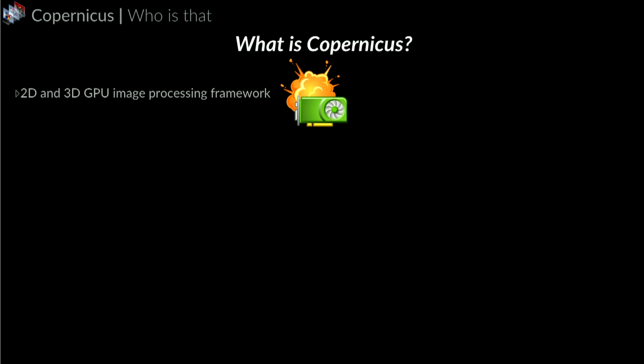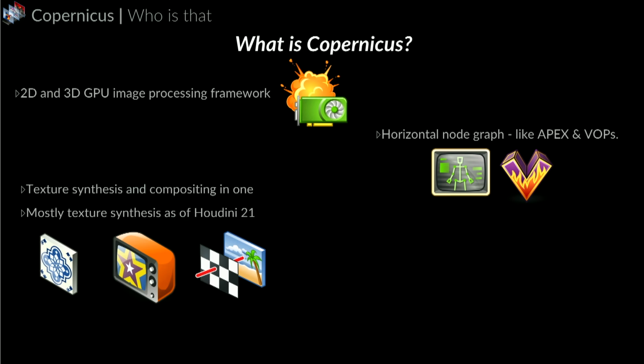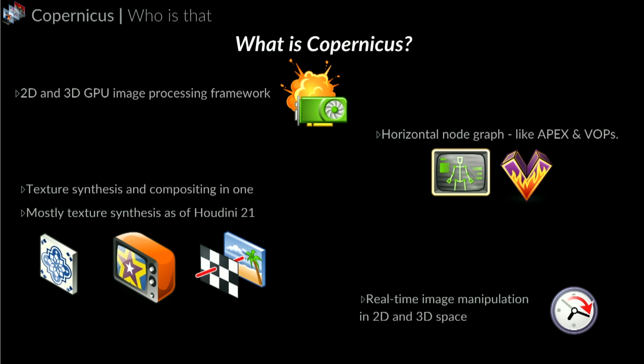What is Copernicus? It's a 2D and 3D GPU image processing framework. It's a horizontal node graph like Apex and VOPs. And it's for making textures and doing compositing in one package. But as of Houdini 21, it is mostly texture synthesis. And it's meant for real-time image manipulation in 2D and 3D space.